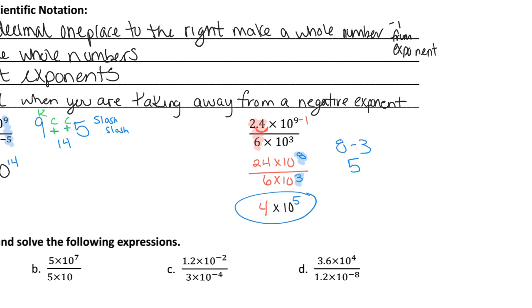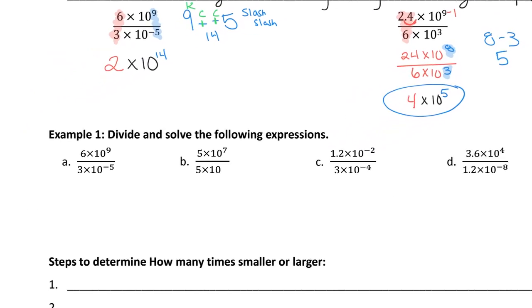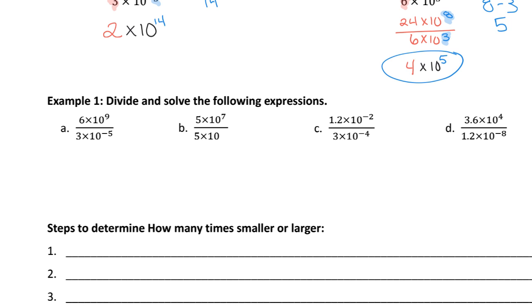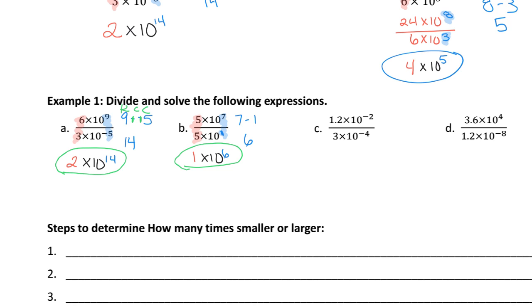So I want you to pause the video and try A and B on your own right now. All right, so now that you've done those, you should have gotten 2 times 10 to the 14 and 1 times 10 to the 6. So I think it would be helpful if we remembered that if there's no exponent, it's always raised to the 1 power.